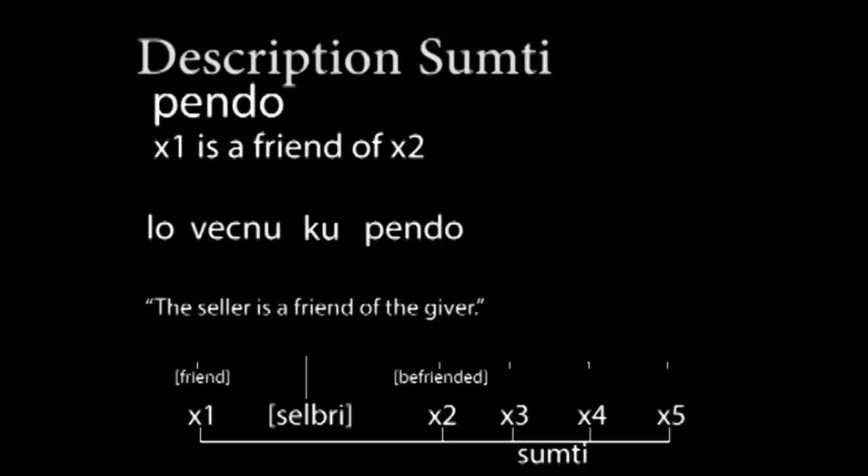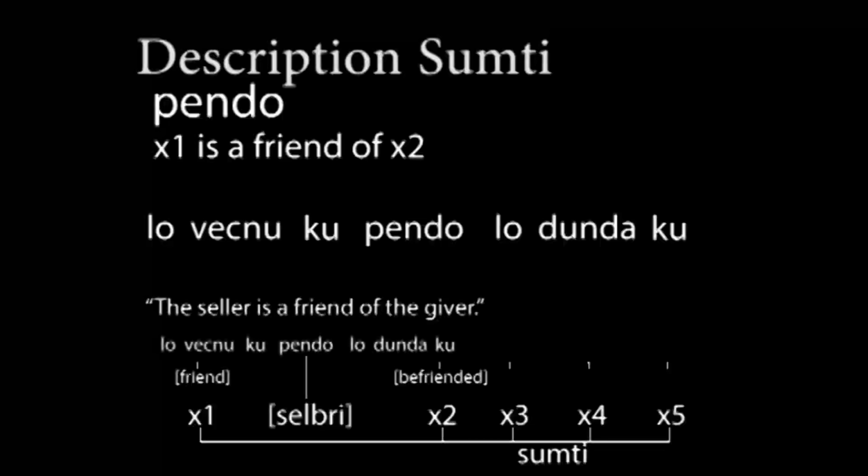At this point, the bridi simply says, the seller is a friend. But who are they a friend of? To specify the befriended, we follow the same process. Open the sumti term with lo, specify the selbri term we want the x1 of, then close the new sumti term with ku. Our bridi is complete, and we can see how pendo and our two description sumti correspond to the standard bridi form. Lo vecnu ku pendo lo dunda ku. The seller is a friend of the giver.